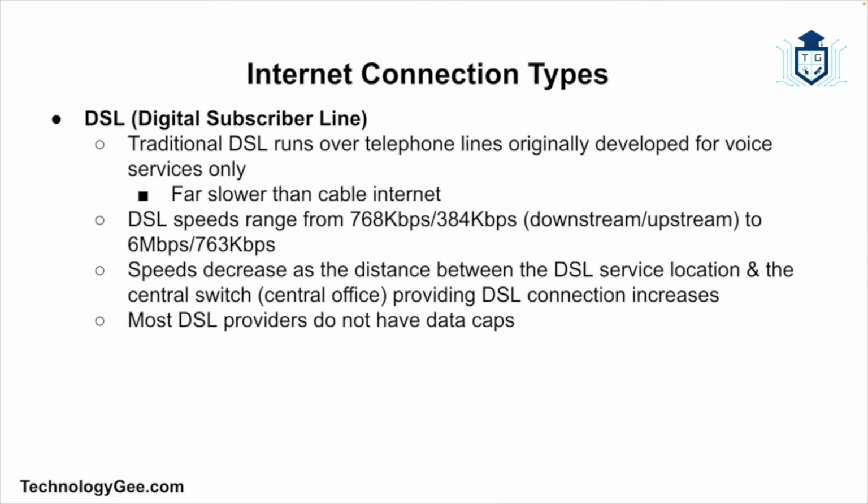Now, because traditional DSL runs over telephone lines that were originally developed for voice services only, it is far slower than a cable internet connection. Typically, traditional DSL speeds can range from 768 kilobits per second downstream and 384 kilobits per second upstream, all the way to 6 megabits per second down and 768 kilobits per second up. Basically, the speeds decrease as the distance between the DSL service location and the central switch, or the central office that's providing the DSL connection, increases. Also, most DSL providers do not have data caps.